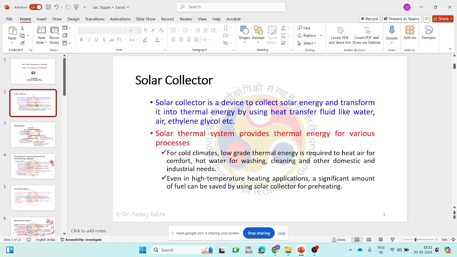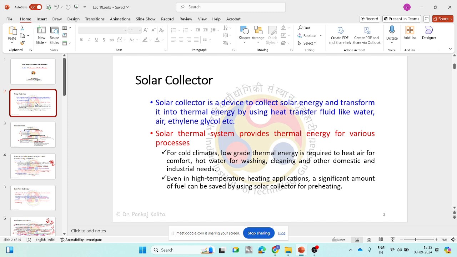So till now, what we have done is we have studied about solar to electricity generation, right? Through PV collector. Now we are coming to a part where solar energy is utilized to generate heat, and that heat is transferred to a heat transfer fluid that could be water, air, or ethylene glycol, depending on what application we are aiming for.